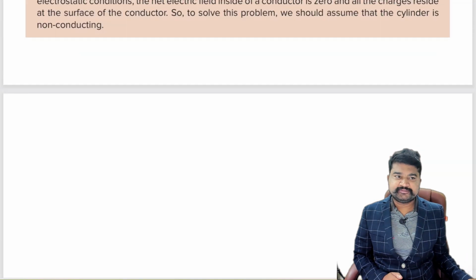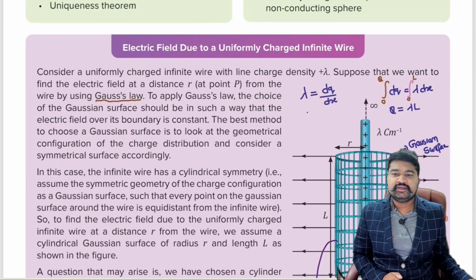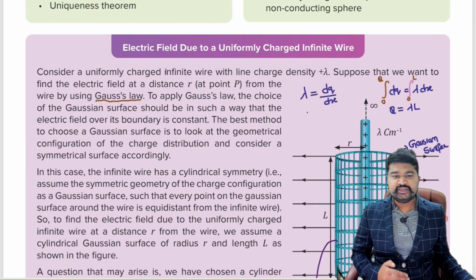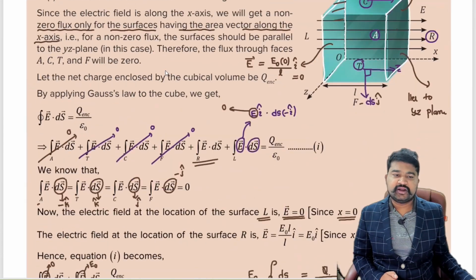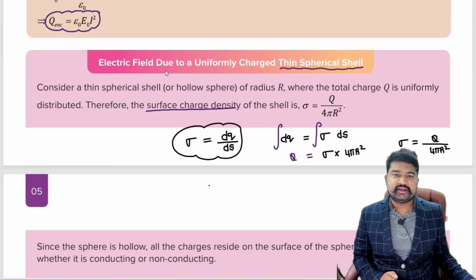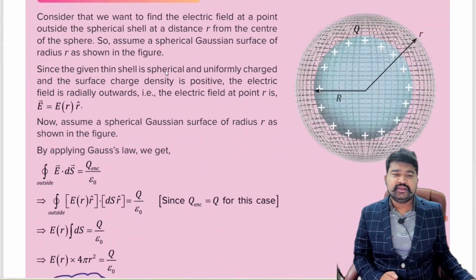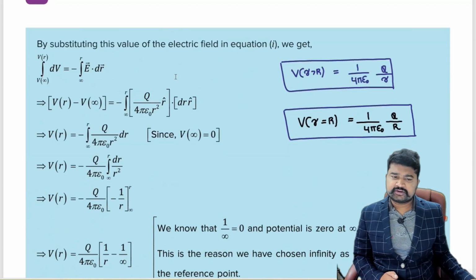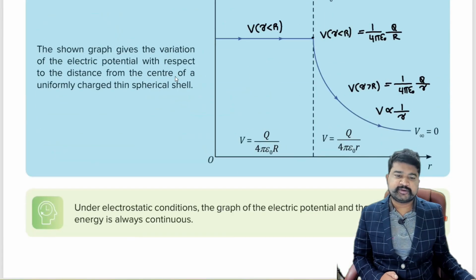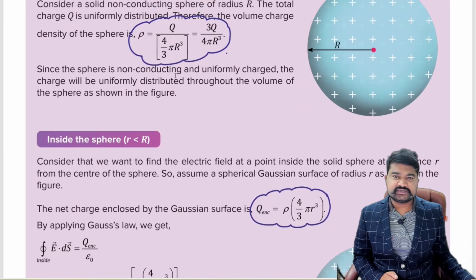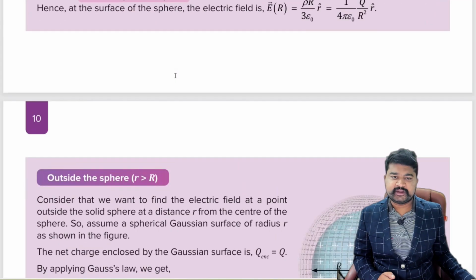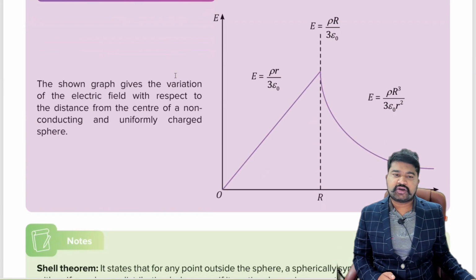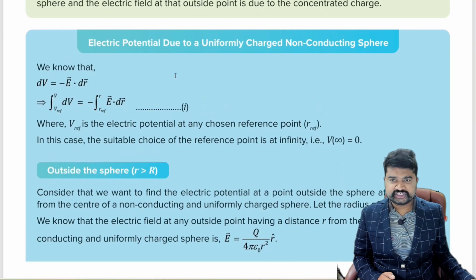From where did we start? Electric field due to a uniformly charged infinite wire. Then we discussed the entire electric field for the cube and solid cylinder, and the spherical shell. Electric field and electrostatic potential are also completed for the spherical shell. Then we discussed the non-conducting solid sphere, with volume distribution of charge, and the electric field is completed. Now we need to talk about electrostatic potential.